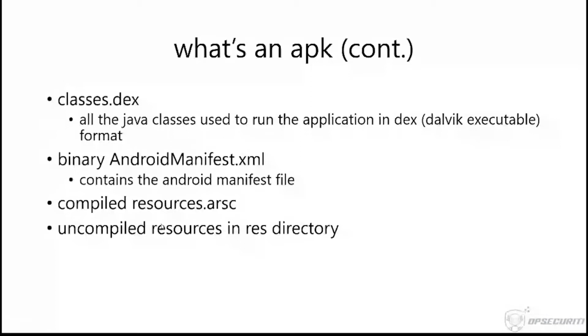Like if it's a Windows desktop application. So in Java, you say click button, something like that, and then it translates into whatever Windows understands. And the binary Android manifest, as I mentioned, is the Android manifest file. It contains the permissions and the activities inside. And then there's a compiled resources file, resources.arsc.